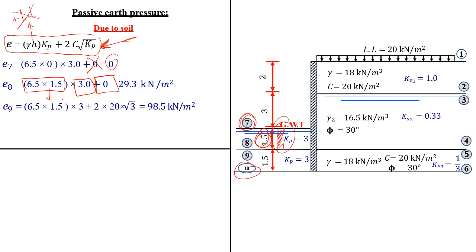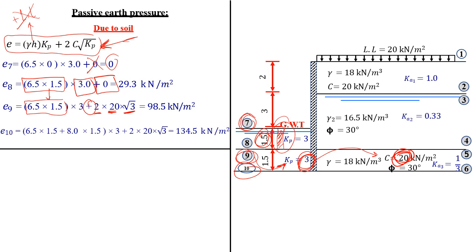So this term will be used here as it is, by K passive. For point 9, take the parameters and the properties of the bottom layer. It has a K passive of 3, but it has a C value. So here I will add plus 2 by 20 by square root of 3, which is K passive. So E9 is equal to 98.5 kilonewton per meter square. For point number 10, it will be left for you to try at home.